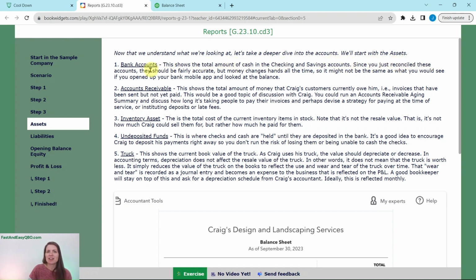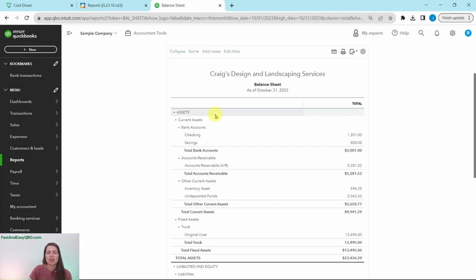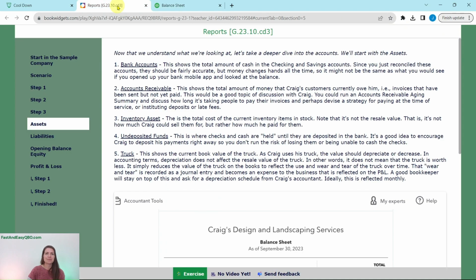Since you just reconciled these accounts, they should be fairly accurate, but money changes hands all the time, so it might not be the same as what you would see if you opened up your bank mobile app and looked at that balance. So here under assets, you see here are your bank accounts.